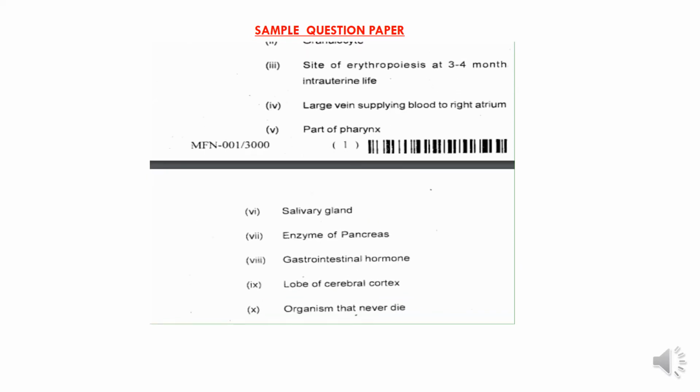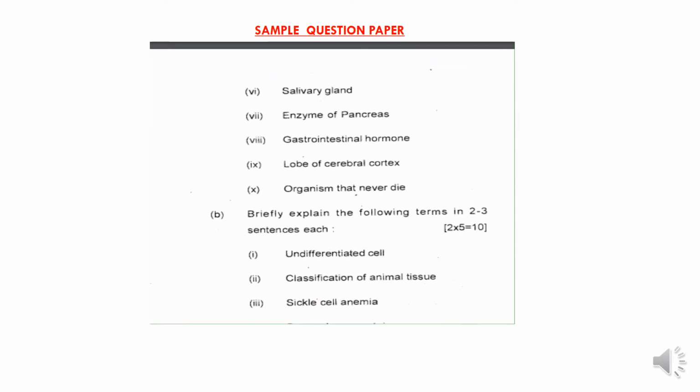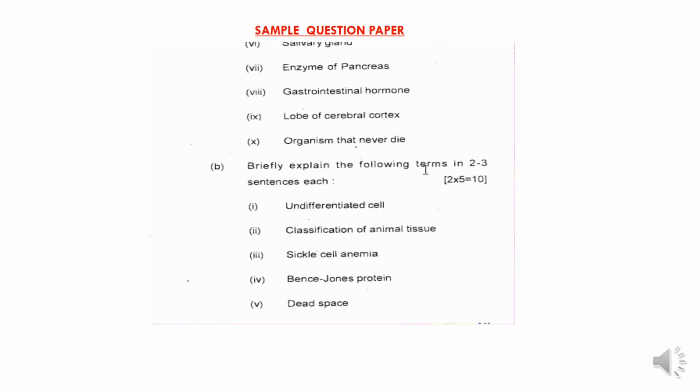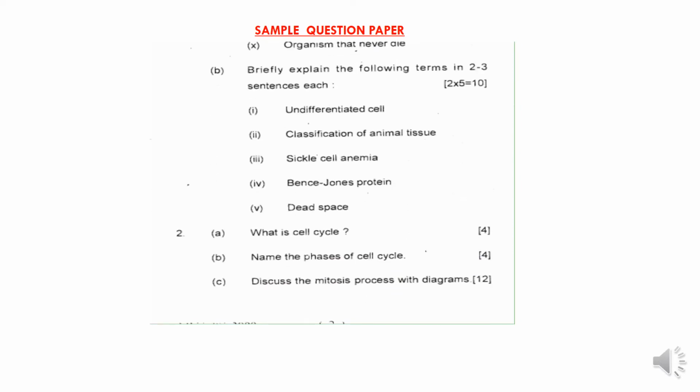This is salivary gland, name the salivary gland, enzyme of pancreas, gastrointestinal hormone. You just have to say one. Lobe of cerebral cortex, we already know. Organisms that never die, undifferentiated cell. Briefly explain the following terms in 2 to 3 lines. You just have to give the definition and example, that's it. Classification: what are the classifications of animal tissue? Sickle cell anemia, we all know. Bence-Jones protein, we all know. Dead space, it's very easy.